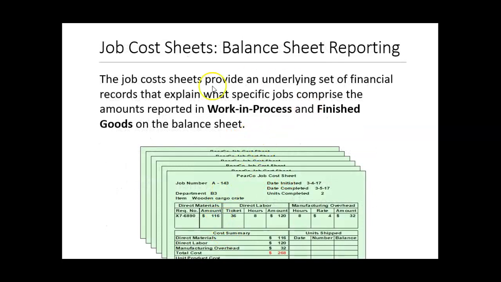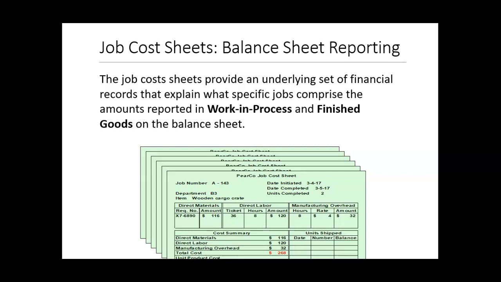Okay? So the job cost sheet that we prepare for each of our jobs, or what we call financial records, are used to report on a balance sheet two different types of inventory account, what we call work in process inventory and finished goods inventory. Work in process means these items are not 100% complete. So we're working on the completion of a job, but it's not quite complete. Finished goods means the job has been completed and now the item is ready to be sold to the actual consumers of the business.